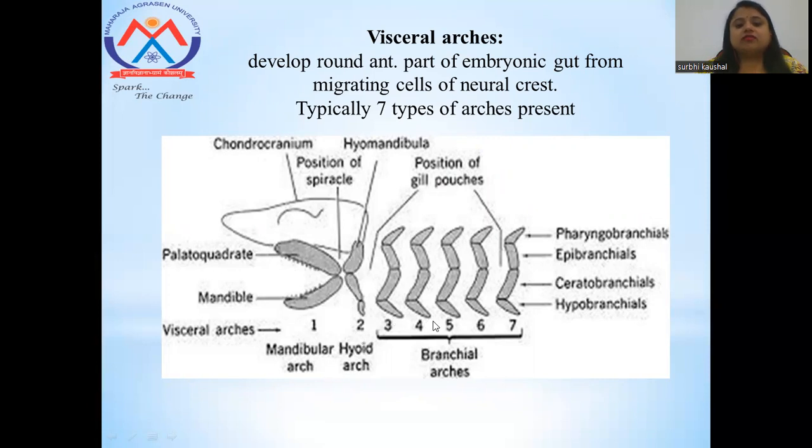Next are the 5 branchial arches, and they are the same in structure and shape and divisible into 4 parts. The upper one is known as pharyngobranchials. Next is the epibranchial. Third one is the ceratobranchial, and the last small part is known as the hypobranchials. So these are the 7 pairs of visceral arches which are present.